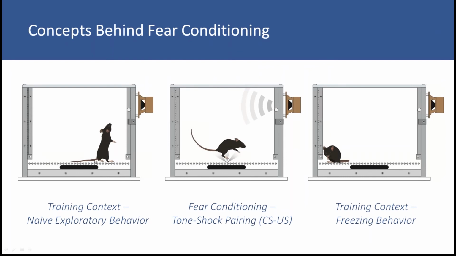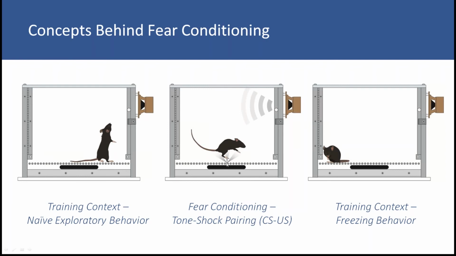And then the floor that the animal is on has grid rods that can be connected to aversive stimulation. In the case of fear conditioning, it's a form of classical conditioning or Pavlovian conditioning where you have a neutral stimulus, such as a tone, being paired with an aversive stimulus, such as a foot shock. Now, in the training phase, the animals usually explore their environment. They're inquisitive. They're investigating this environment.